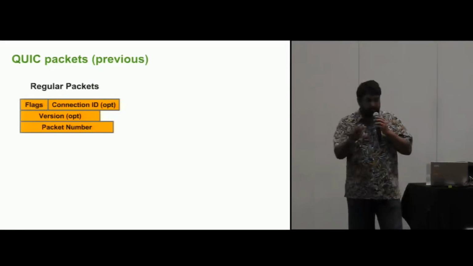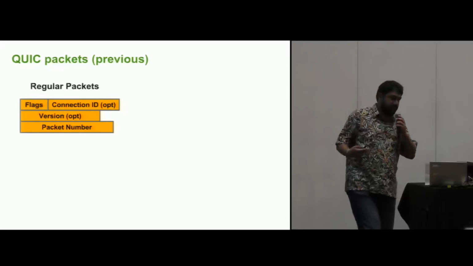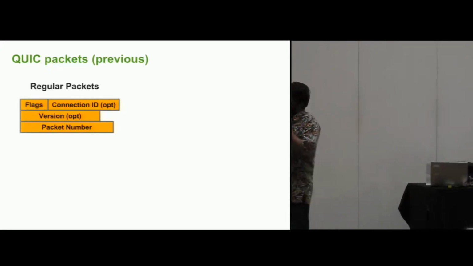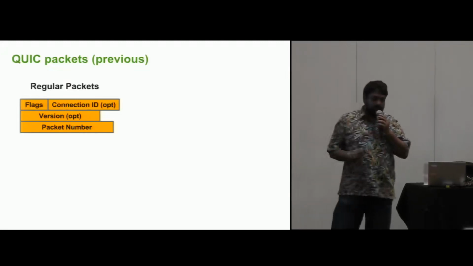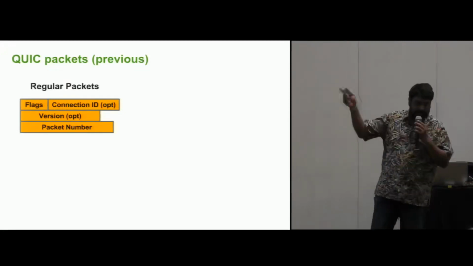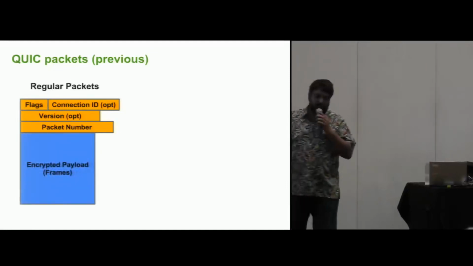Which is common, by the way, in the server to client direction, right? Because in the server to client direction, you're always receiving packets on the port that you're sending requests from. Version number is optional in here, but it's present in this format. And there's a packet number, which is synonymous with the sequence number in TCP, but different, and I'll talk about the difference in a bit. And then there's the encrypted payload.